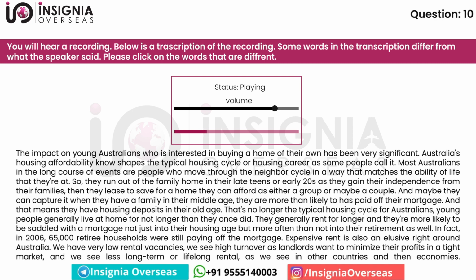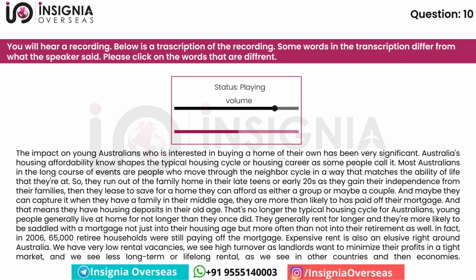So, they move out of the family home in their late teens or early 20s as they gain their independence from their families, then they rent to save for a home they can afford as either a group or maybe a couple. And maybe they can upgrade it when they have a family in their middle age. They are more than likely to have paid off their mortgage. And that means they have housing security in their old age.